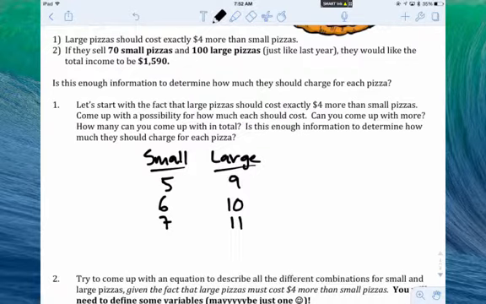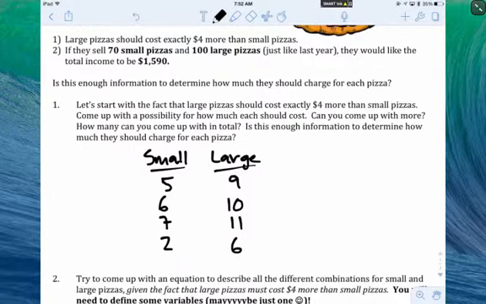Heck, if a small pizza cost $2, that'd be quite a cheap pizza. I mean, sign me up. A large pizza would cost $4 more. It would cost $6. And so it seems like there's a whole lot of possibilities for how much a small and large pizza would cost, with only the information being that the large pizza has to cost exactly $4 more than the small. So this is not enough information to determine exactly how much they should charge for each pizza.